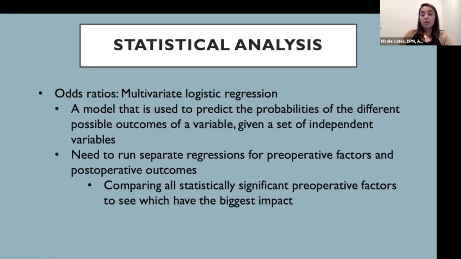Whereas multivariate logistic regression actually pulls all of these together. And so this is a way of predicting the differences in outcomes between variables. And so all of the statistically significant factors from your bivariate analysis, so all of your significant p-values, you're going to pull into multivariate regression. A caveat to that is you can't compare preoperative factors and postoperative outcomes in a regression. You have to compare them separately. And so what I always do when I send this to the statistician is I list all the preoperative factors and I list all the postoperative outcomes for him, so he knows he has to run two separate regressions.